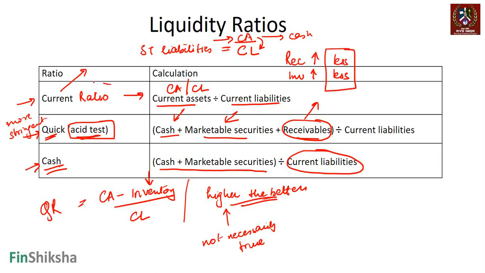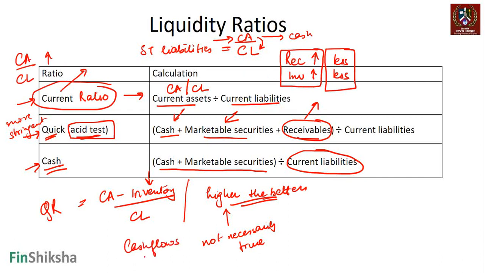But what the current ratio tells us is that CA by CL should be higher, which in a way implies that receivables and inventory should be higher, right? We will clear this confusion once we talk about the cash flows. For now, just assume that at least adequate current assets should be there so that you can fulfill your current liabilities. This does not mean that the ratio has to be exactly 2 is to 1 or 1 is to 1 or anything of that sort.